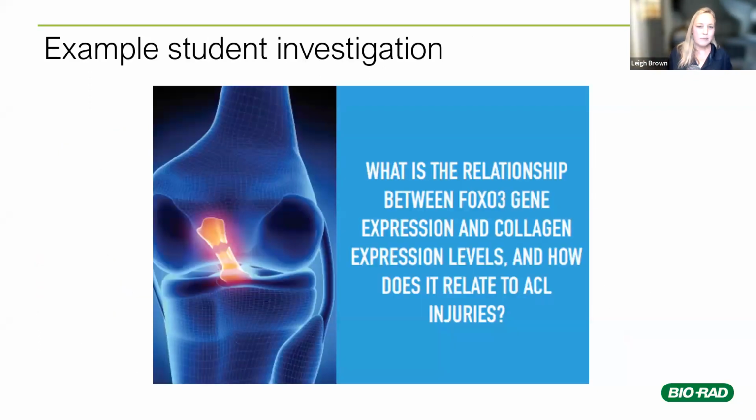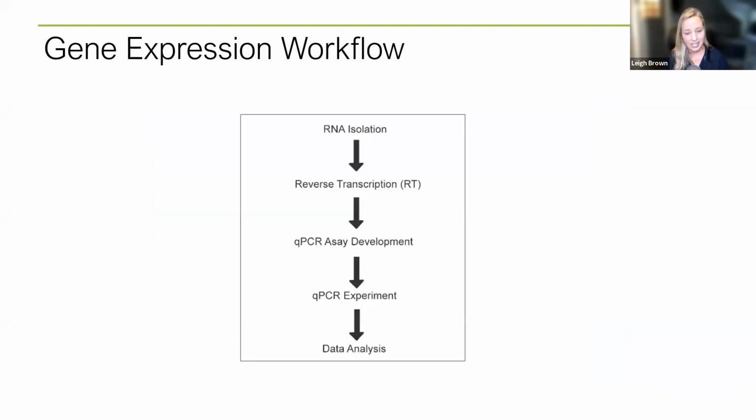Okay. So let's take a look at an example student investigation here. And I can link this. I just took some screenshots of her, she has a really nice PDF here. But the student was looking at the relationships between FOXO3 gene expression and collagen expression levels. Why? She was interested in ACL injuries. She was looking to see if there was some relationship between this FOXO3 expression and collagen, if those were related and how those might tie into ACL injuries.